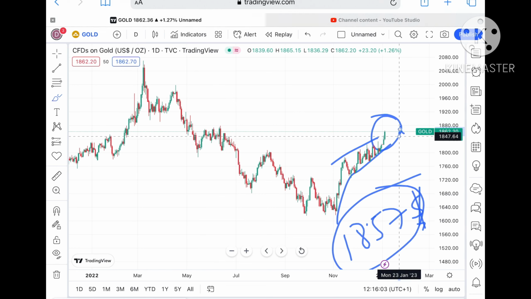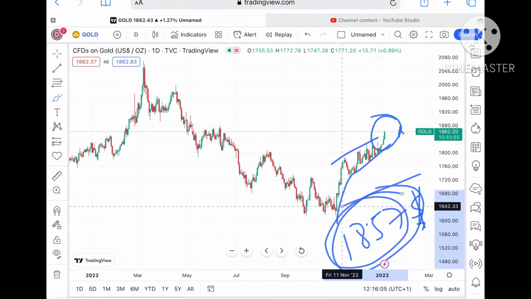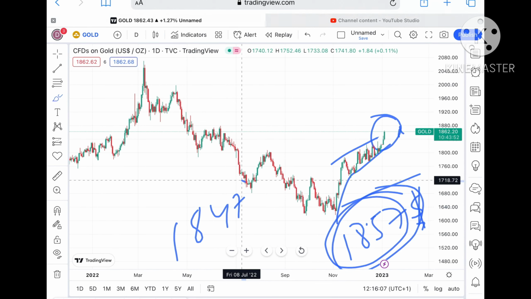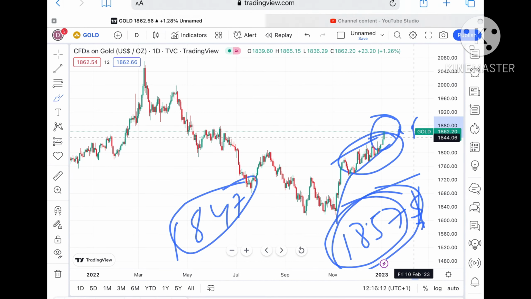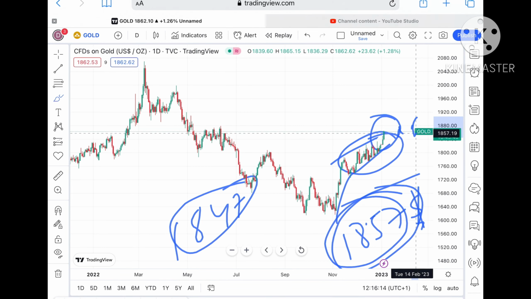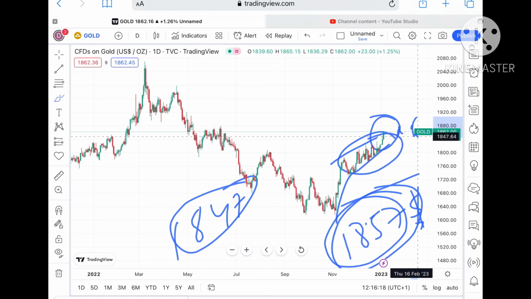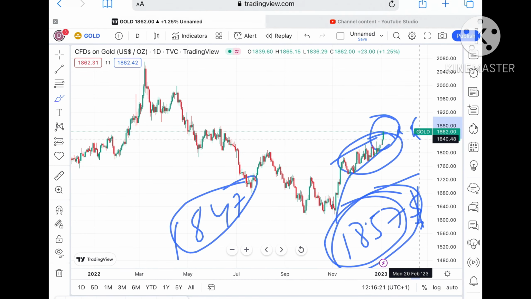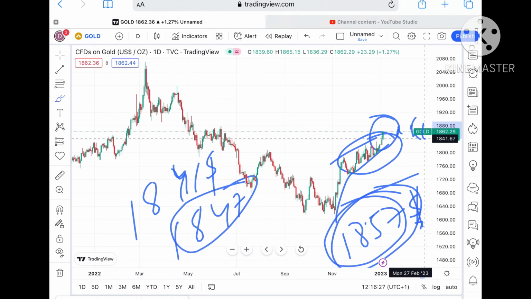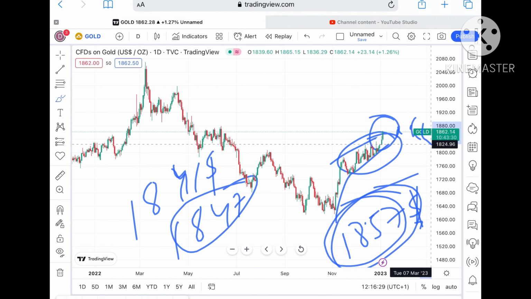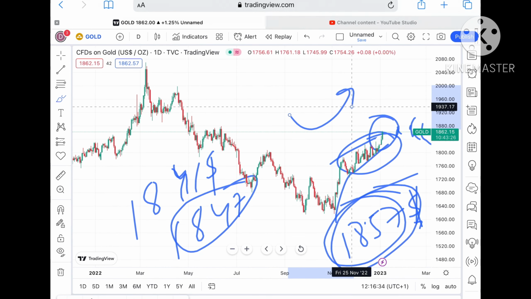And if this 1857 support also doesn't sustain, then chances of moving further low are there. We can see a level of $1847, and from there it can come down again to a level of $1844. And 1844, as I've already told you, is already a weak support, so chances are very high we can see a 1841 level, and once it moves below that zone, it can fall further low, to a level of 1824 after falling from 1844.